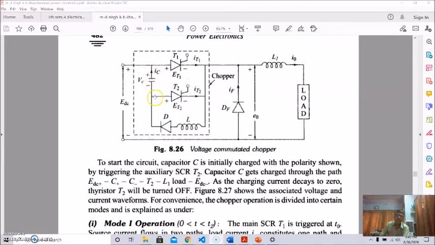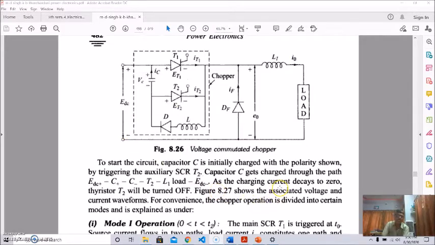Clear? So basically, capacitor C gets charged to the voltage EDC through this path: C positive, then C negative, then T2, then L, then the load, and then EDC minus. This is the charging path in this way.